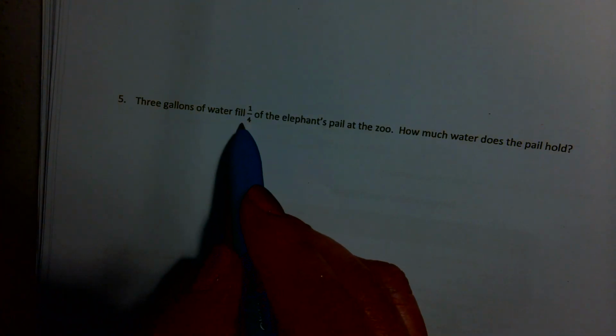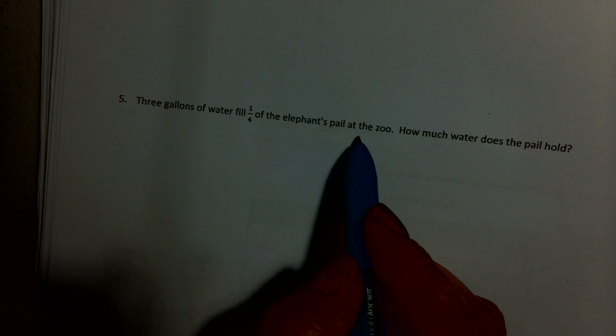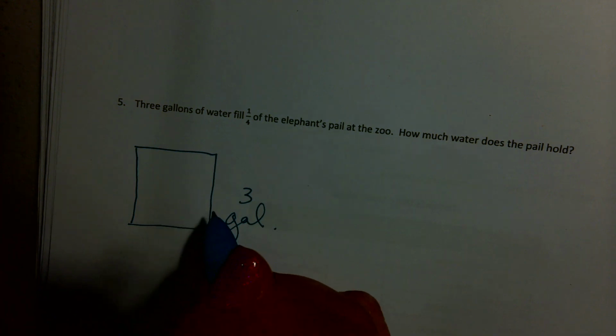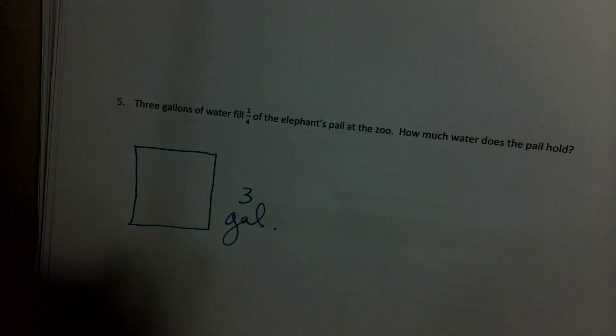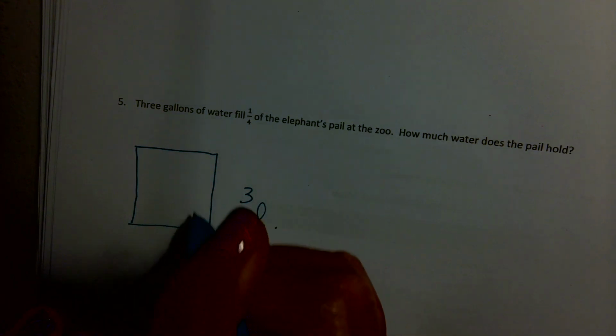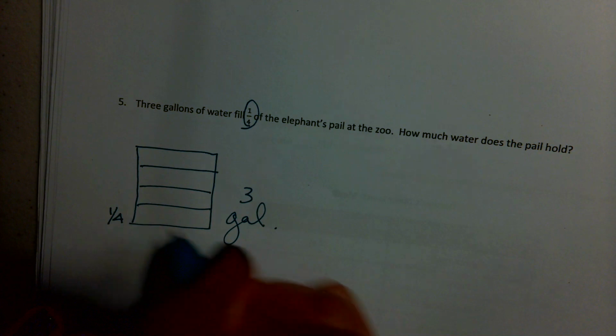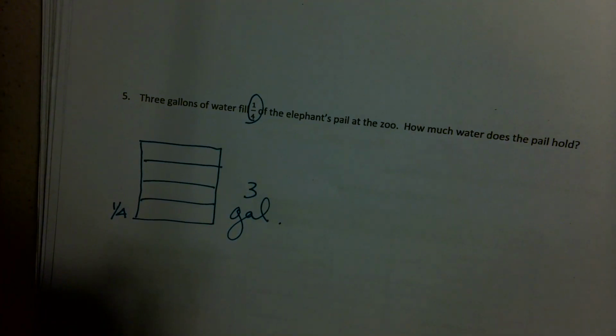And then on number 5, 3 gallons of water fill 1/4 of the elephant's pail. So if 3 gallons of water fill 1/4 of the elephant's pail at the zoo, how much water is in the pail? So if 3 gallons is 1/4, what do we know? If 1/4 is equal to 3 gallons, how much is in the whole thing?